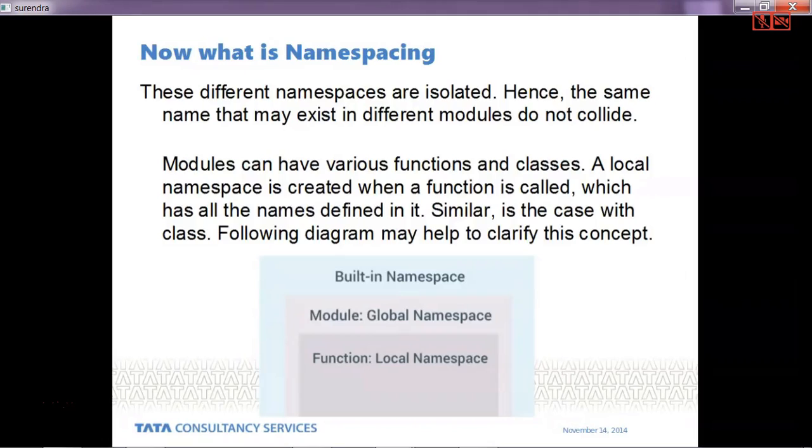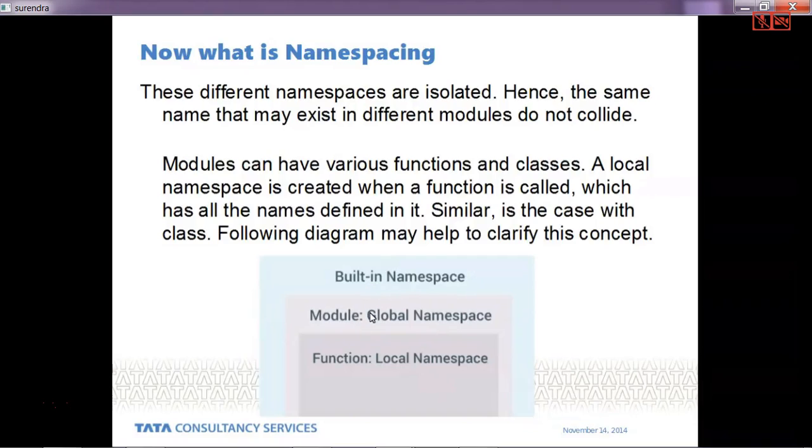Everyone understands, right? A module is a collection of functions, classes and variables. A local namespace is created when a function is called, which has all the names defined in it. Similarly, with classes also. The following diagram may help to clarify this concept: this is the local namespace, this is the module namespace, and this is the built-in namespace.